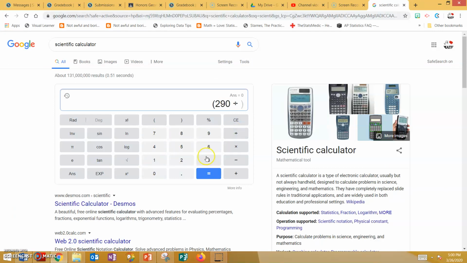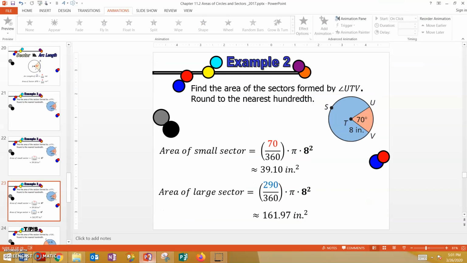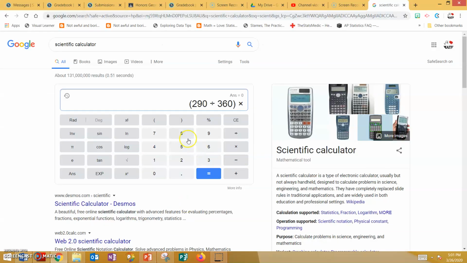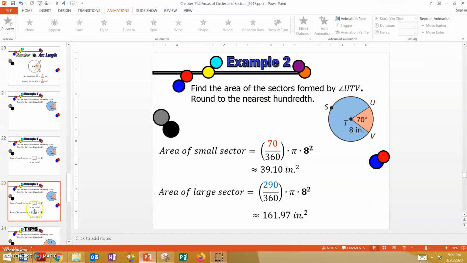So let me show you how you can type that in using the Google calculator. 290 divided by 360. Notice I'm grouping this together, times, and we're going to take pi times 8 squared. Now if you realize that's 64, you can just type in 64, and we're going to get 161.97 rounded to the nearest hundredths place. Okay, so just go ahead, type all that in your calculator, and you are good to go.